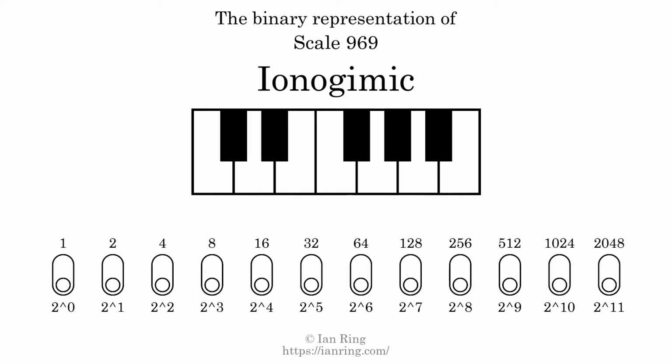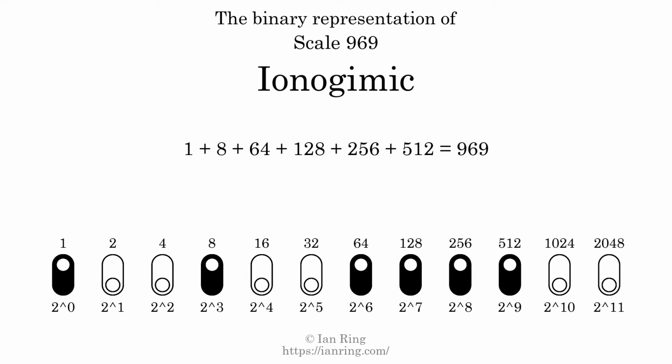The binary representation of this scale is determined by mapping tones of the scale to binary digits. Each binary digit represents a power of 2. To get the scale number, we add the powers of 2 together. The powers of 2 that are present in the scale, all added together, equals 969. That is why the scale number, in decimal, is 969.